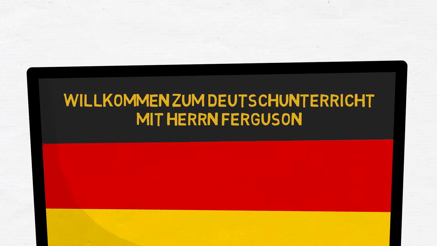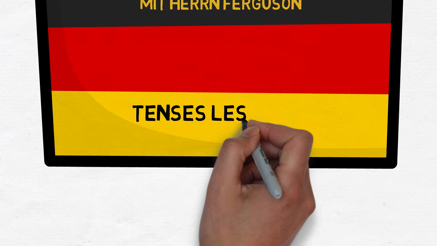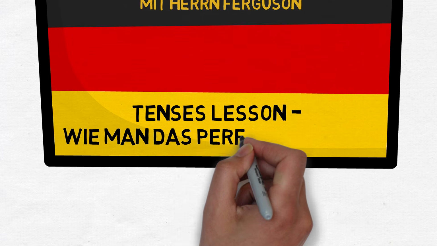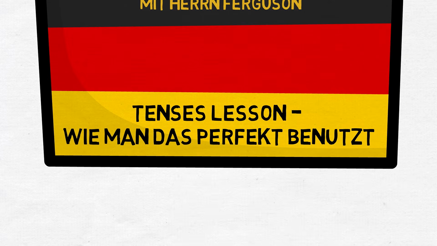Diese Stunde über die Zeitformen ist, wie man das Perfekt benutzt. How to use the perfect tense.